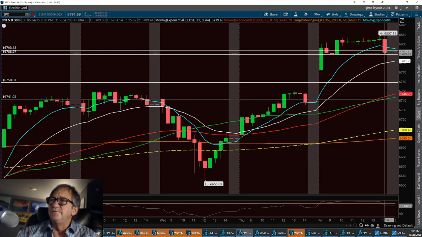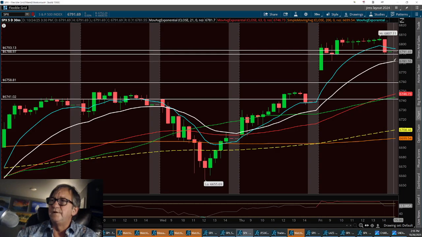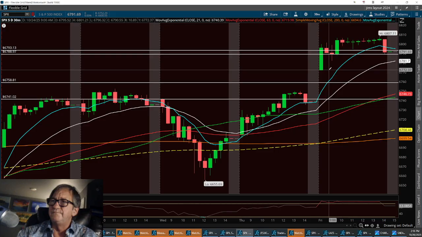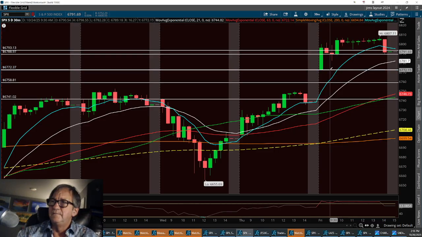See how we held that? And if that doesn't hold on the 1 hour, we could easily come down and hit the 21 or hit the double bottom that we had at opening price on Friday for a support level. And if that didn't hold, you got a gap fill.